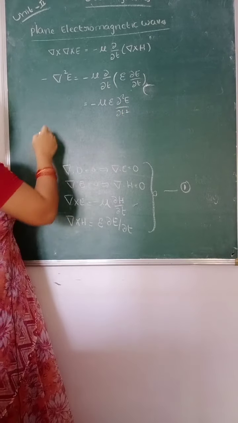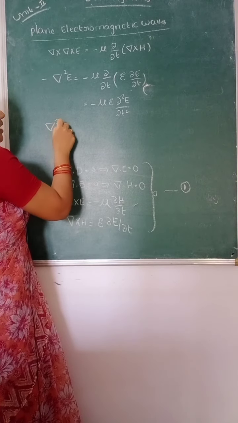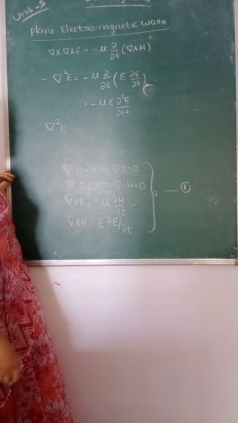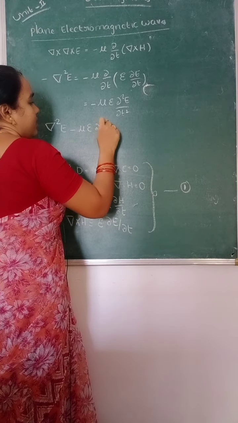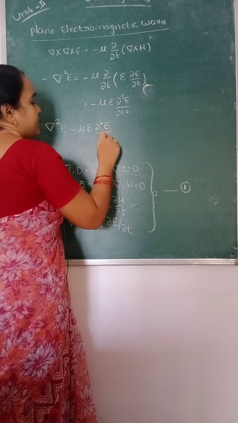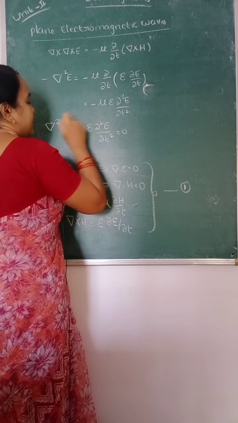Hence the wave equation for the electric field vector is del square E minus mu epsilon dou square E by dou t square is equal to 0.